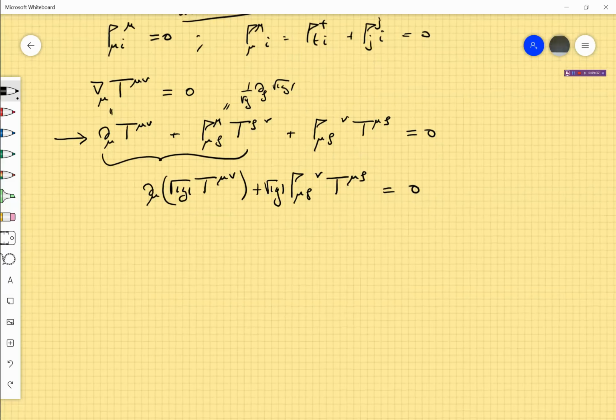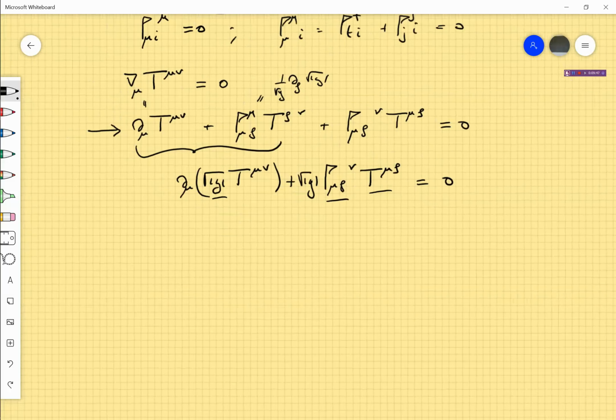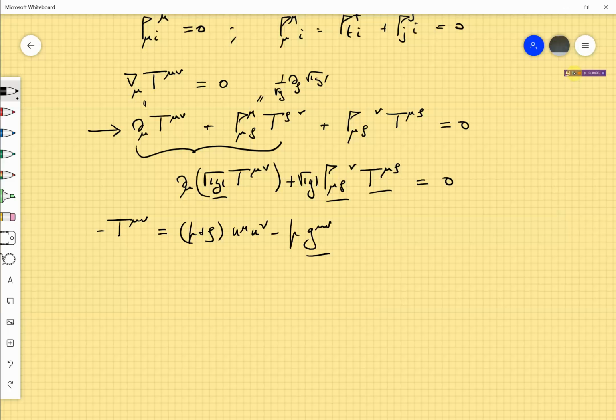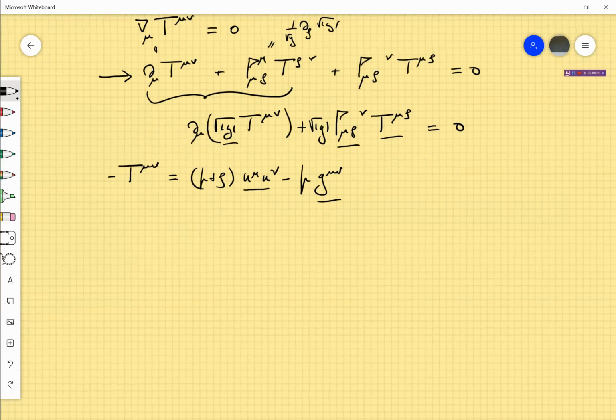And now we start replacing the things that we know. So we know gamma, we know square root of g, but we don't know the components of t. So first, we have to wait a bit before checking this, because we have to compute the components of t. According to the definition, this was p plus rho u mu u nu minus p times g mu nu. G mu nu is diagonal, and this is also diagonal because only for mu and nu equal to 0 does this give you something. So t mu nu will be diagonal.